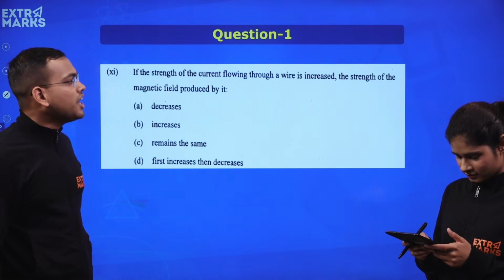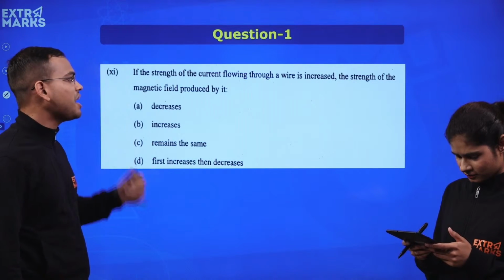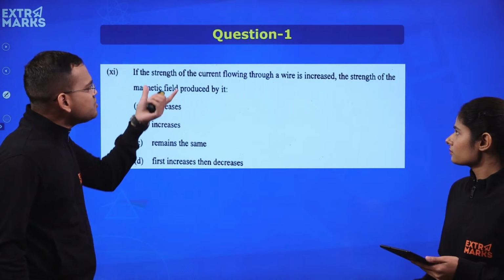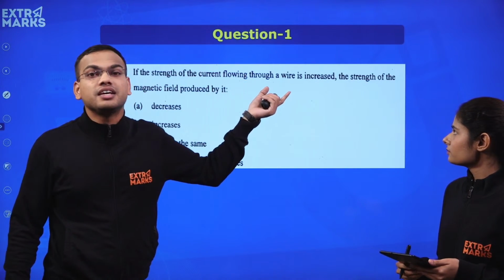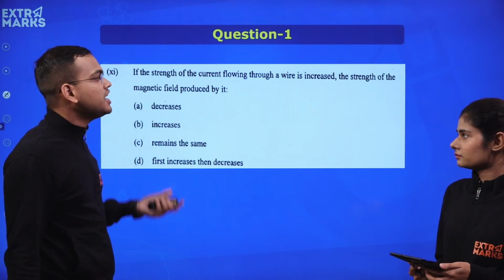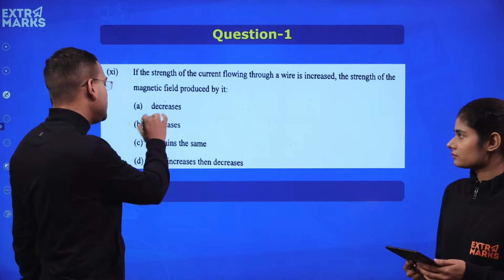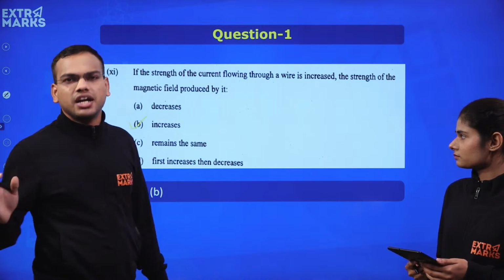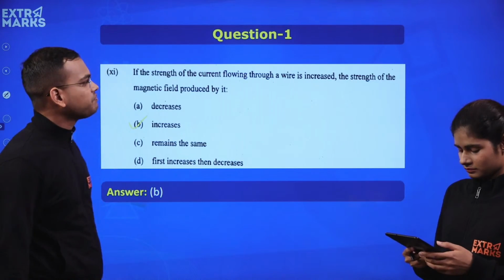Now, if the strength of the current flowing through a wire is increased, then the strength of the magnetic field produced by it is. Very simple. If the value of current flowing through the wire is increased, then the strength of the magnetic field will definitely increase. The answer is option B. It's very simple. If current increases, magnetic field increases. No doubt in that, okay?